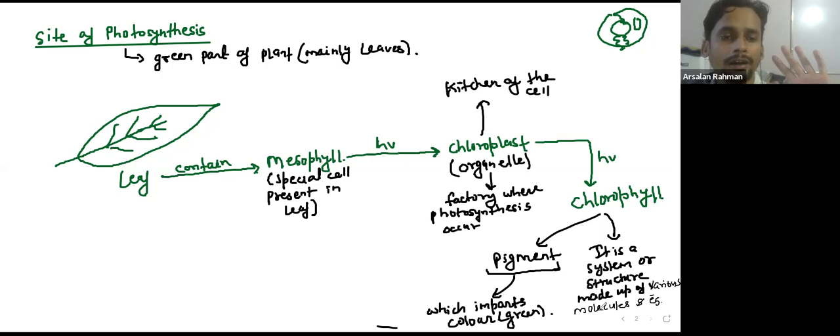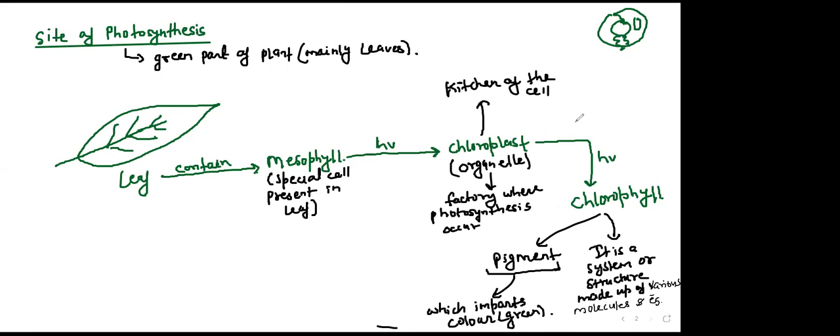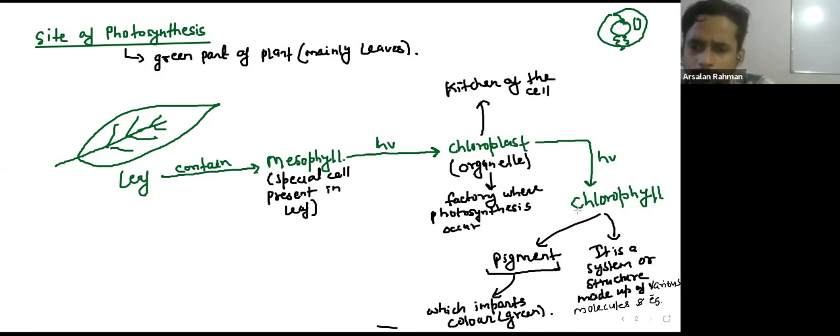So do you understand the site of photosynthesis? If someone asks where photosynthesis occurs, you will say photosynthesis occurs inside the mesophyll cell, in the chloroplast. Which pigment helps in the absorption of sunlight? Chlorophyll. What is the role of chlorophyll? To give the leaf green color. Not exactly. It's important to give the leaf a green color, but what is the main function?